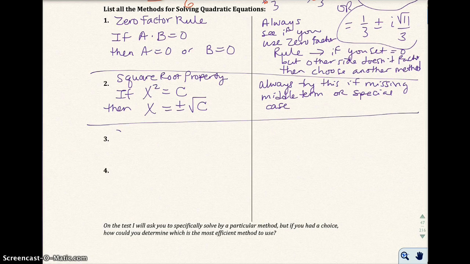Third one's called complete the square. We did not cover this, so you won't be responsible for that.